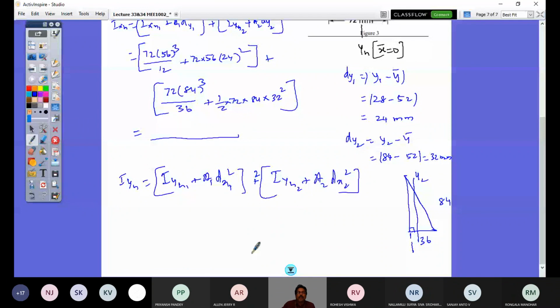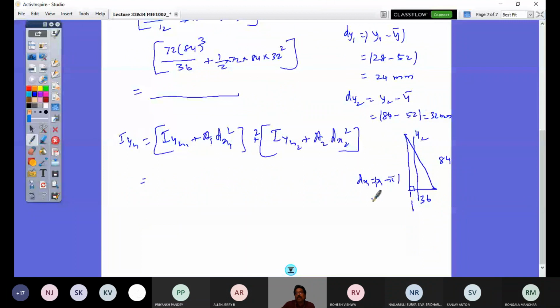So I can substitute now. What is my dx1, dx2 here? dx1 is x1 minus x bar. What is x1? x1 is, for a rectangle, 0. x bar is 0, so that term is 0. dx2 is x2 minus x bar. What is x2? From here, this distance, 1/3 of 36, that is 12, minus 0. So it is 12 mm. So you would have this term here. Now I would be substituting.